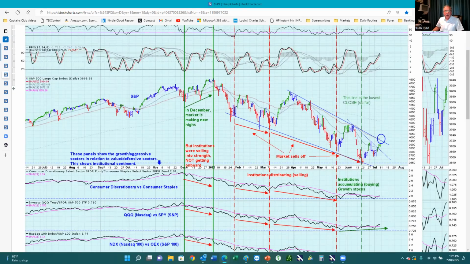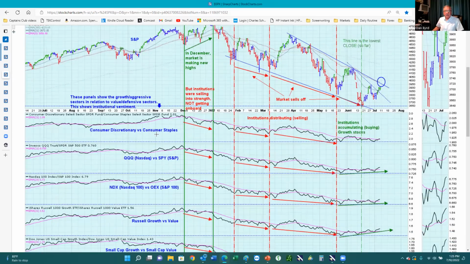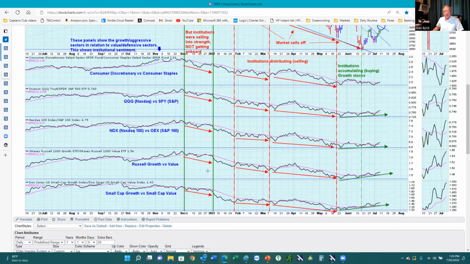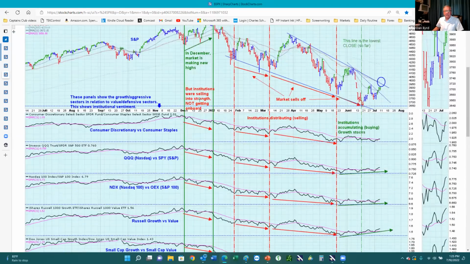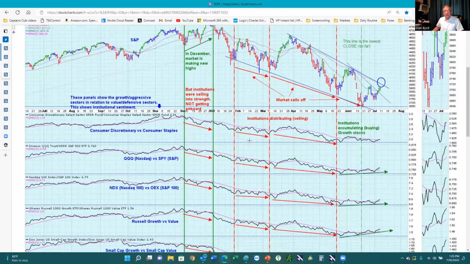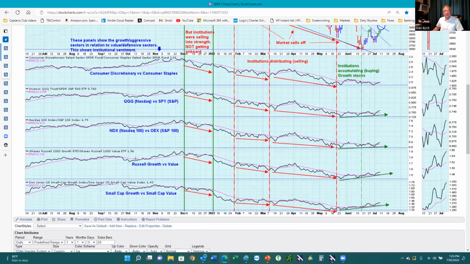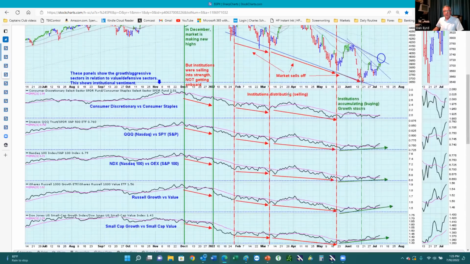As it was going up in December, making new highs, the consumer discretionary compared to the consumer staples was going down. The NASDAQ versus the S&P was going down, and growth versus value was going down, even as the market was making new highs. What that means is big institutions were rotating out of growth stocks that they'd been in for a couple of years because they were preparing for a market decline. They continued to do that as the market continued going down here. So all of these areas down here is growth versus value, or aggressive versus defensive. And if you see this trending down, that means big institutions are rotating into defensive sectors, until the end of May.